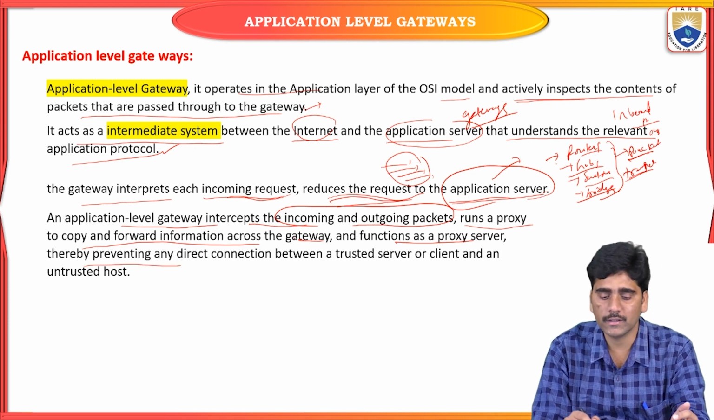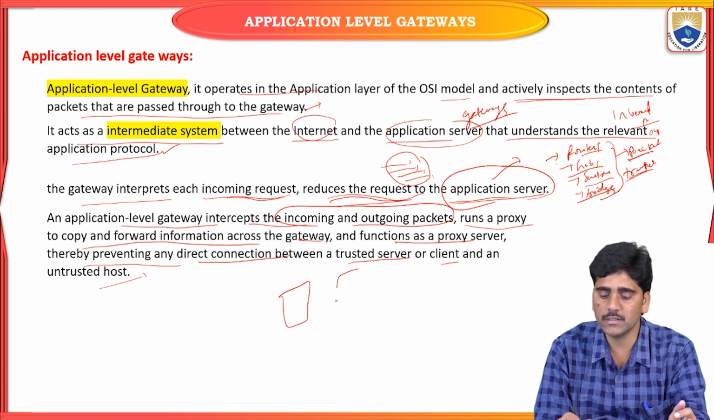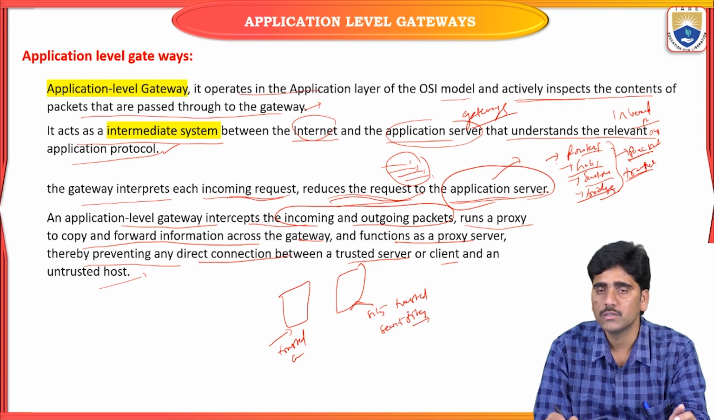It runs a proxy to copy and forward information across the gateway and functions as a proxy server, thereby preventing any direct connection between a trusted server or client and an untrusted host. It always checks whether a connection is a trusted connection or not, and whether sites are trusted, that is, secure sites or not. Application level gateways check and inspect each and every packet and all data transmitted from the server, to see whether it is secured or not.